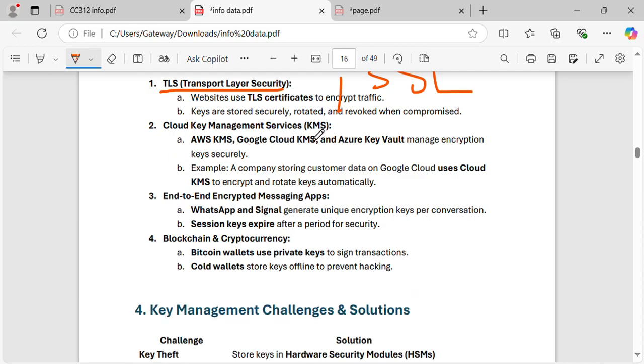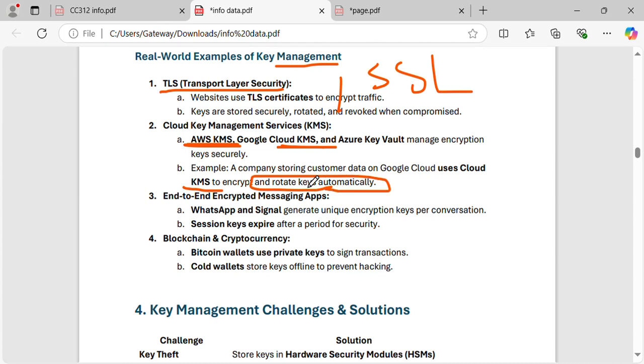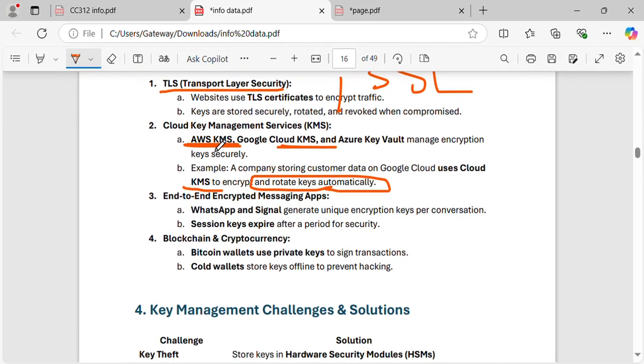Cloud key management services: AWS, which means Amazon Web Services, KMS, Google Cloud KMS, which means the key management system, and Azure Key Vault manage encryption keys securely. For example, a company storing customer data on Google Cloud uses Cloud KMS to encrypt and rotate keys automatically. It means each company has their own key management system, and they protect their data using their company system. Okay, cloud key management systems: we have AWS, Google, and Azure.